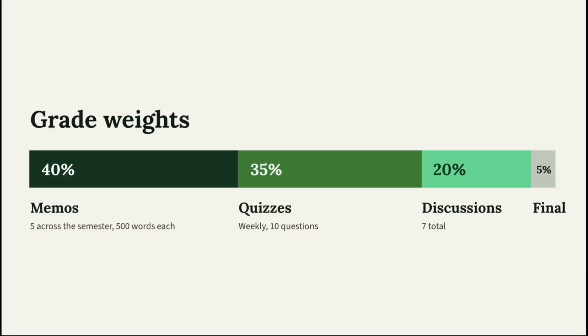Let's talk about the types of assignments in our course. Quizzes count for 35%, memos are 40%, discussions are 20%, and the final exam is 5%.